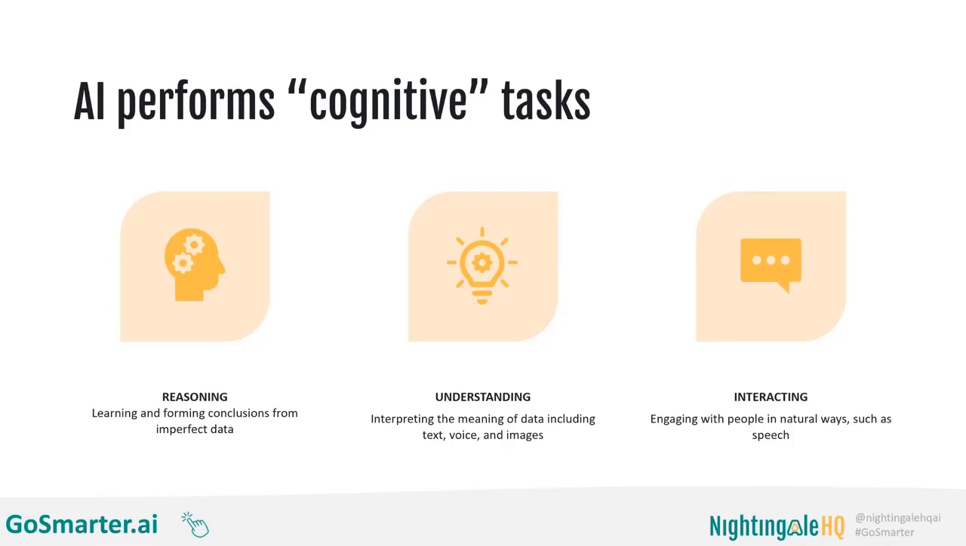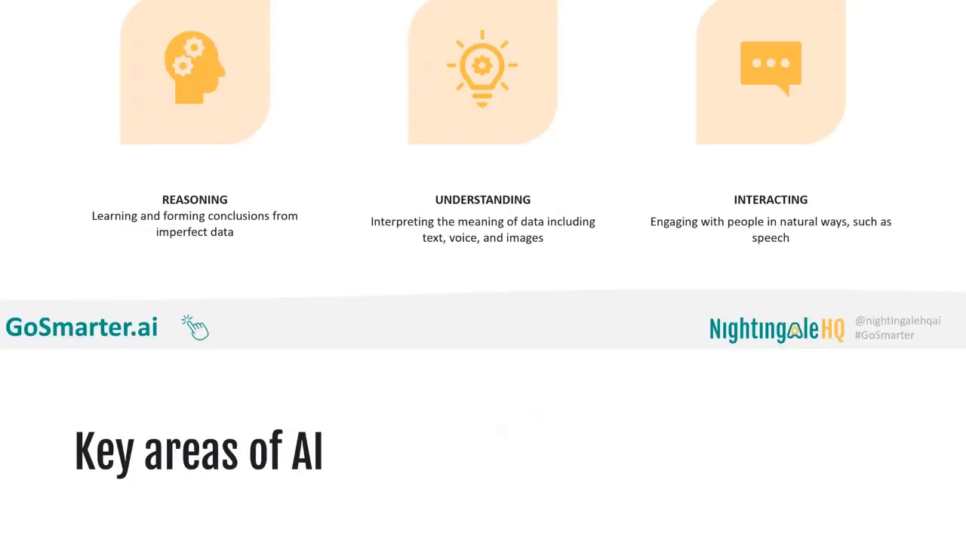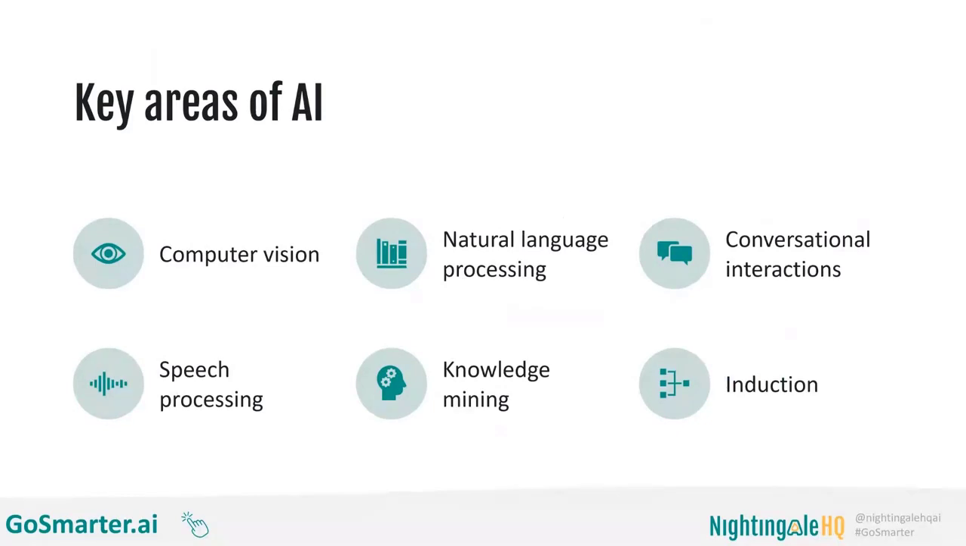And finally, if you look in the realm of FAQ chatbots, which was the subject of our webinar last week, these AI systems can also perform interaction, engaging with people in natural ways. Now, most AI systems can do a small number or one of these tasks very well, and we can introduce them into our automation systems.